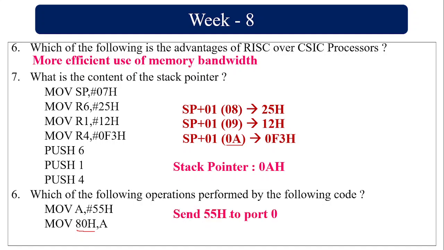So port 0 by default is an output port. So you are moving it to 80. If it is 90, then port 1. If it is A0, then port 2. If it is B0, it becomes port 3.